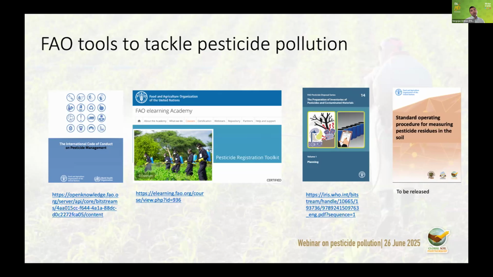The three tools that are already available within FAO are, first, the International Code of Conduct on Pesticide Management; second, the registration toolkit for pesticides and highly hazardous pesticides; and third, the environmental management toolkit for obsolete pesticides, a guidebook of 6 volumes. I'm going to go through all of those 3 tools right now, and then the next presentation will focus on what's coming up next, the new tools.